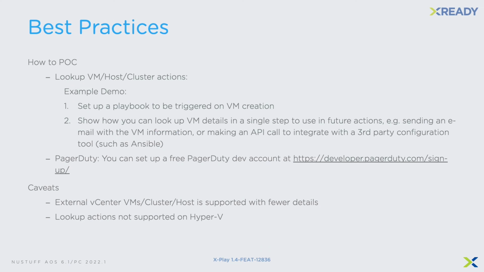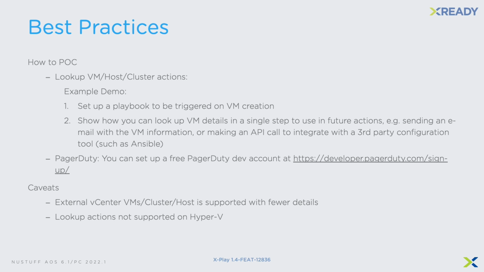So now how do we POC this? For the lookup actions, you can set up a playbook to be triggered on VM creation. You can show how you can look up the VM details in a single step to use in future actions. For example, sending an email with the VM information or integrating with a third-party configuration tool with an API call with some of that information. For the PagerDuty action, you can set up a free PagerDuty dev account and show the integration there. There's also a Tech Bytes video coming out shortly that will demo these things as well.